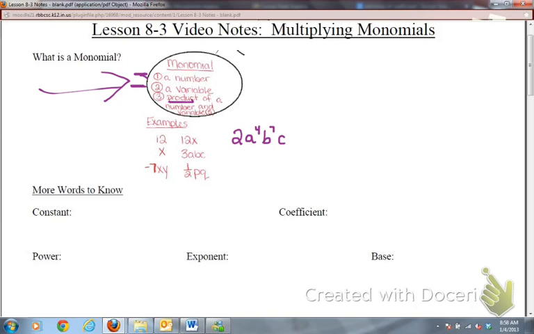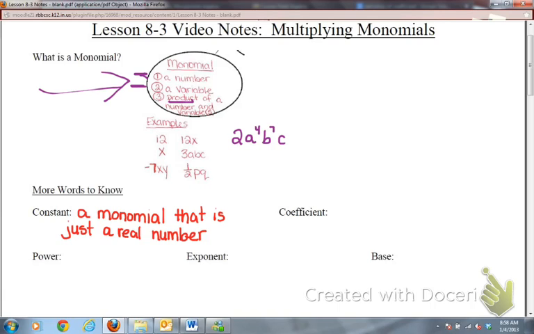Now, there are more words that you need to know as we go forward with this unit. Some of these words down here at the bottom you probably have seen before, but we just want to make sure that everybody understands what they are. First, a constant is just a monomial that is just a real number. A constant is just another word for a number that is by itself. So it could be a positive number, a negative number, a fraction, or a decimal.